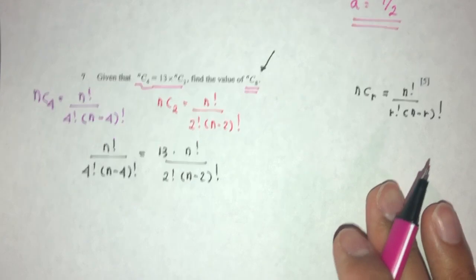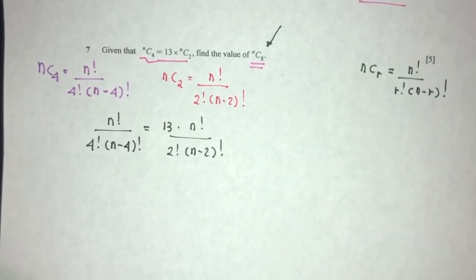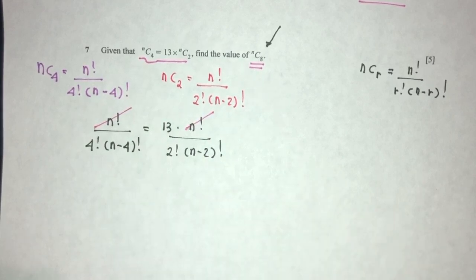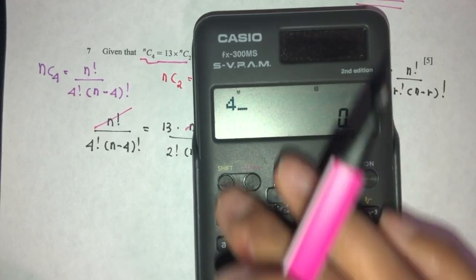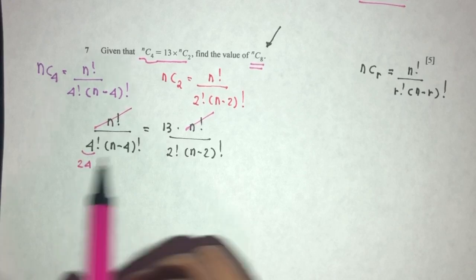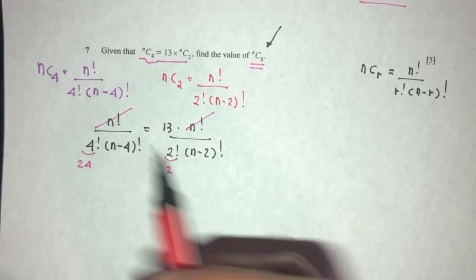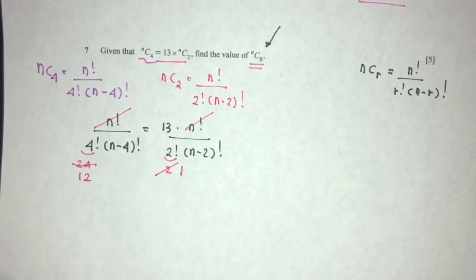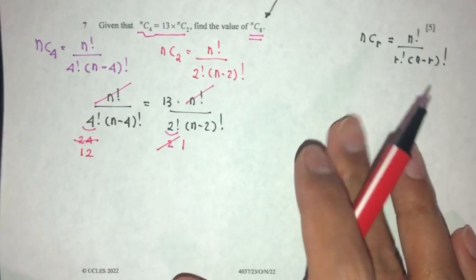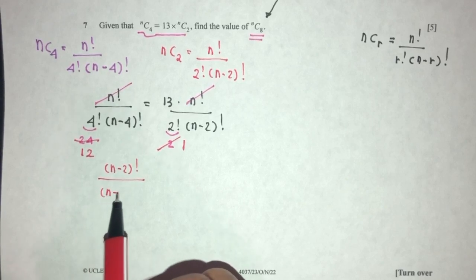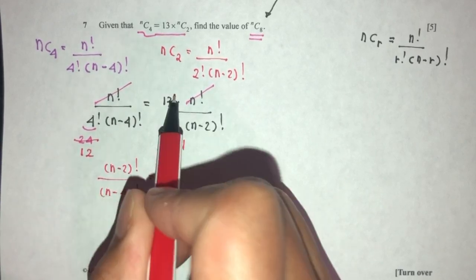Now simplify. So here we have a few things we can simplify. These two will go away. And then what about these two? So what is 4 factorial? 4 factorial is the value of 24. So that becomes 24 here. That'll be 2. So we can simplify. 2 go away. That should become 12. Okay. And then we can just cross multiply, send this here and this here. So you have n minus 2 factorial over n minus 4 factorial is equal to 12 times 13. That'll become 156.